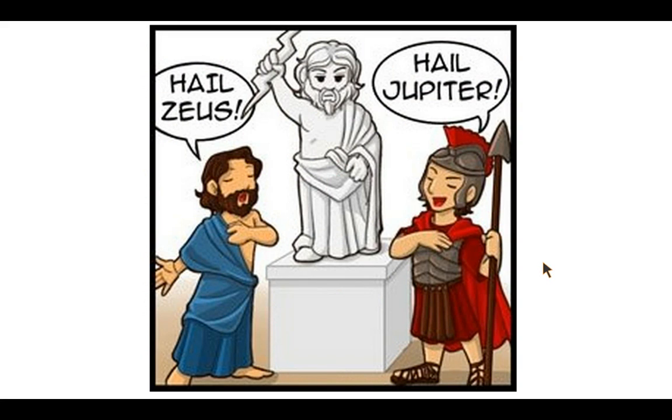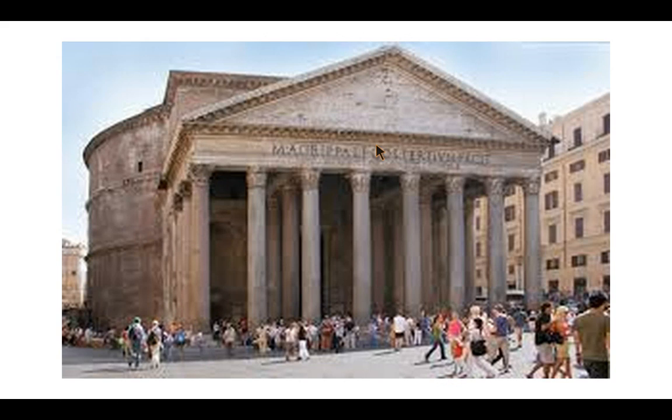Romans took on Greek religious beliefs, so Roman and Greek gods have the same myths and characteristics, just with different names. See how this Greek person is calling this god Zeus, while this Roman soldier is saying Jupiter. It's the same God, just a different name. Romans built buildings like the Pantheon and other temples using Greek architecture like these pillars or columns.